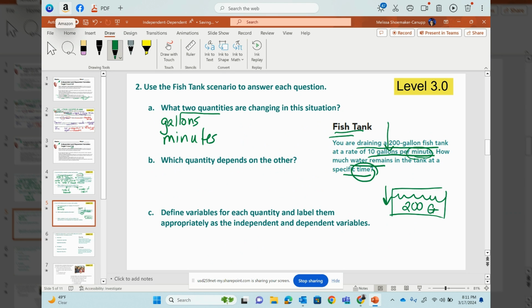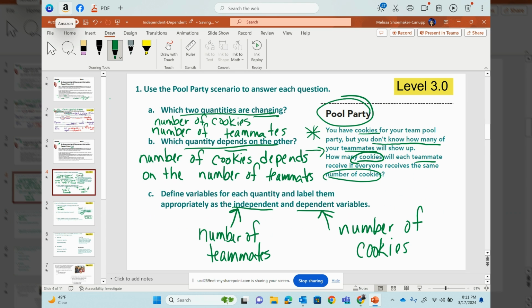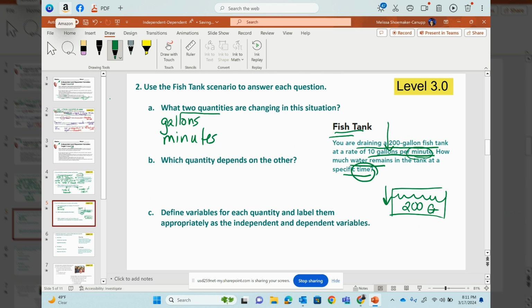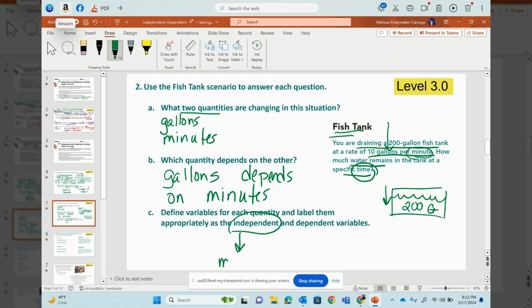Okay. So what depends on the other? Well, it's asking me how much water remains. If you take a look at this, it says how many cookies. So the cookies depends on the teammates. So here, what's going to depend? The water depends on how much time has gone by. Doesn't that make sense? How long you let this drain is going to affect how much water's in it. So gallons, because that's what we're measuring the water in, depends on minutes. Okay, so the independent would be the minutes. And I'm going to give you a hint here in just a moment that's going to really help you on these. Dependent is the gallons.